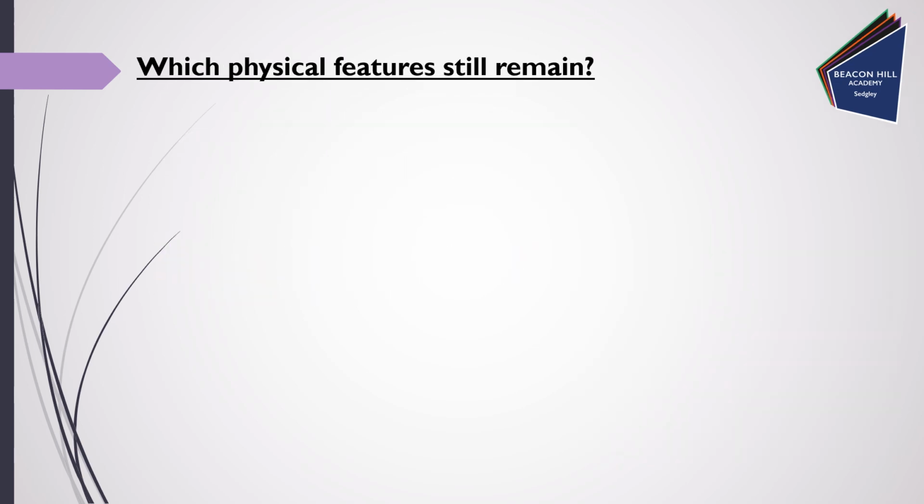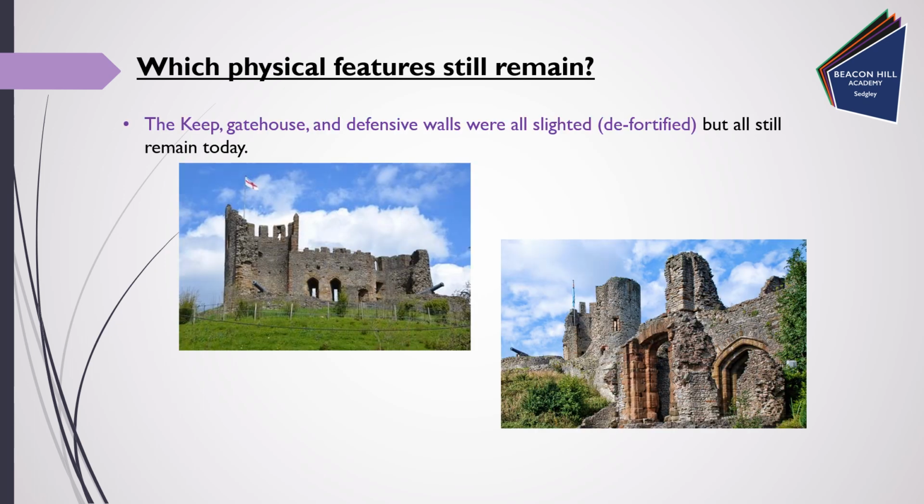So in terms of the physical features that still remain that you would reference if you were talking about the Stuart era, we simply have the keep, the gatehouse and the defensive walls. All of these were slighted, so we can see evidence of the castle's use during the English Civil War, but all still remain today.